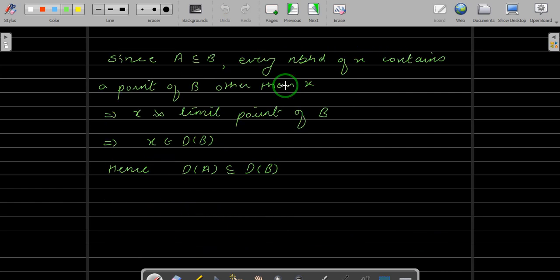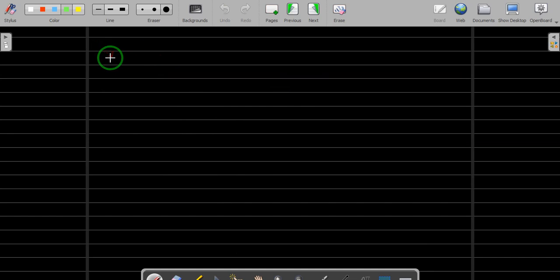So let's go for the second one. To prove that derived set of A union B is equal to derived set of A union derived set of B. This is what we want to prove. So again, as we know, these are the two sets. We have to show that both are equal. That means show that left hand side is a subset of right hand side and right hand side is a subset of left hand side, and you are done.